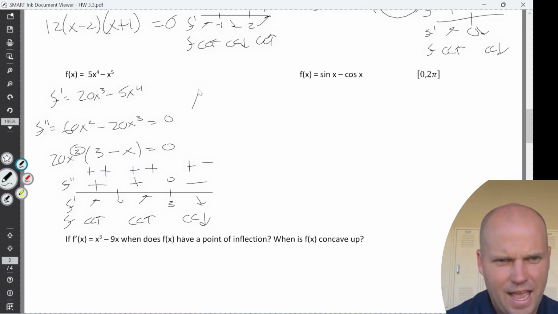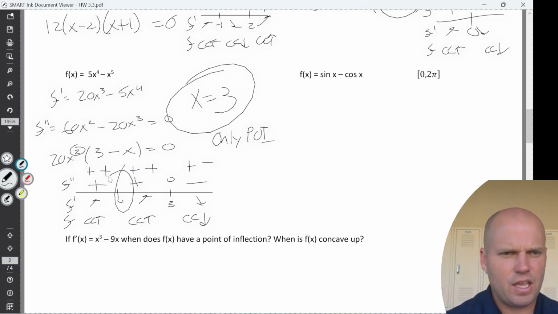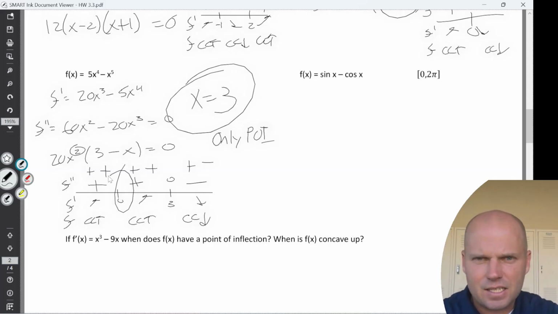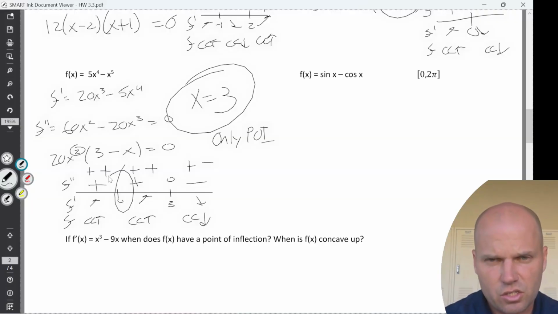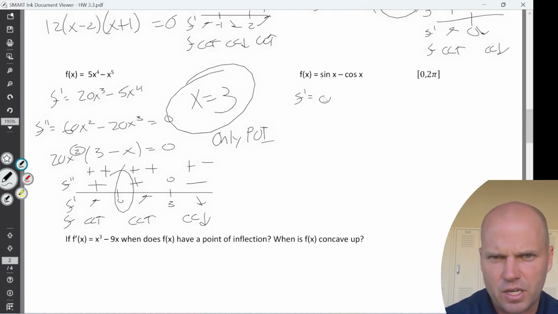What's really important is that x equals 3 is our only point of inflection. X equals 0 is a point of no concavity, but it is not a point of inflection where our concavity changes. Cool, this one shows up a lot. We've seen it on our homework a couple times because it will be on our test.